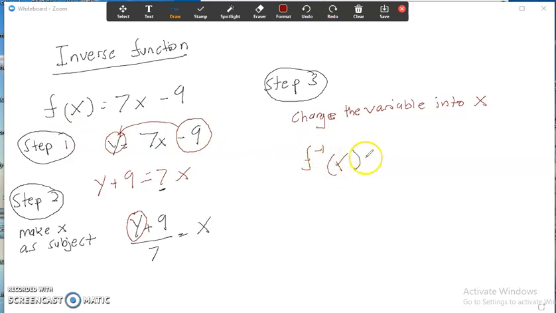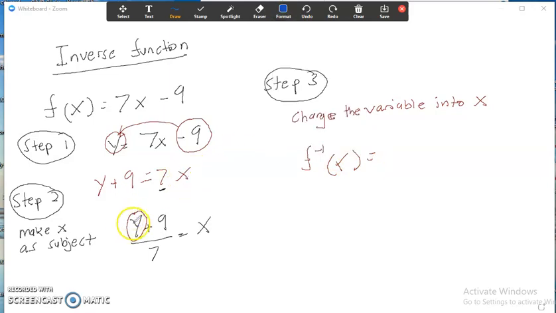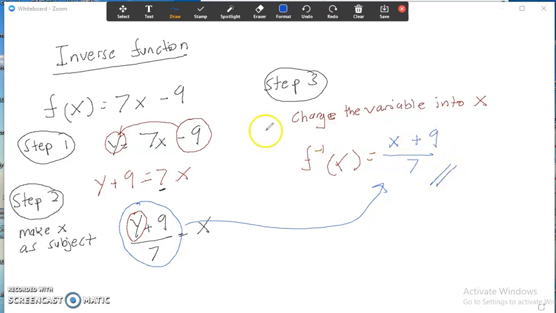So you just have to copy the entire thing over here, and then you replace the y with x. So x plus 9 over 7. And this is your inverse function. So you just have to follow your steps 1, 2, and 3.